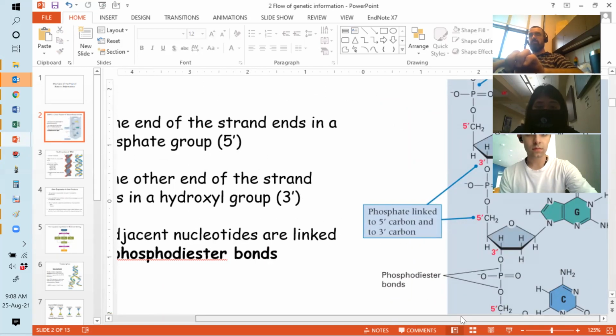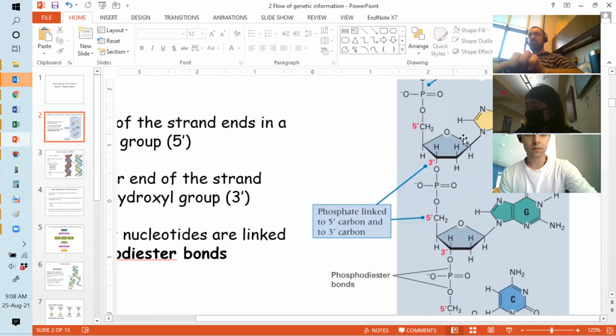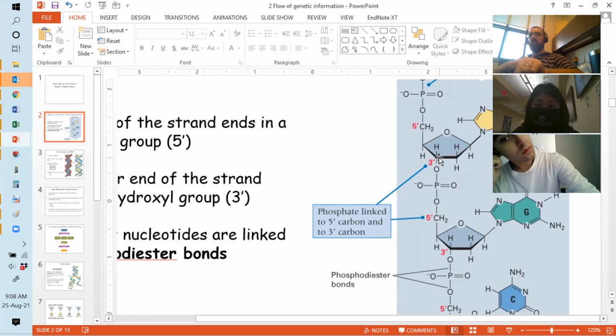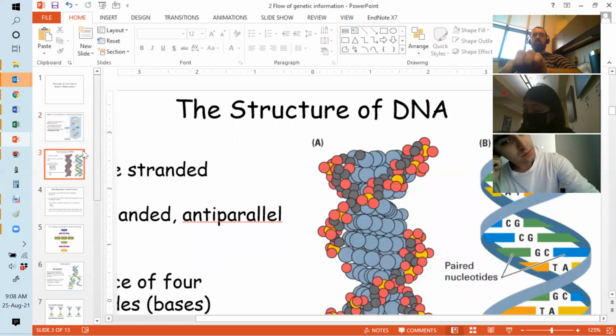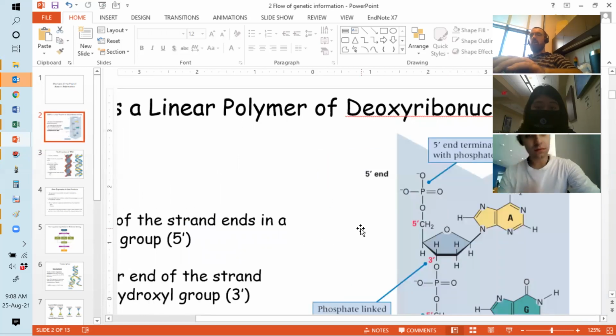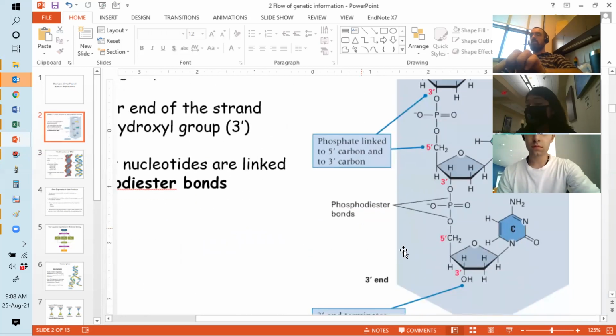So you start at the oxygen. The first carbon is where the base is attached. Second carbon, nothing, hydrogen, that doesn't count. Third carbon, OH. Fourth, and then the 5th carbon is what the phosphate group is attached to. Now, because there's only an OH group on the 3' end, that means you can only add new bases to the 3' end.